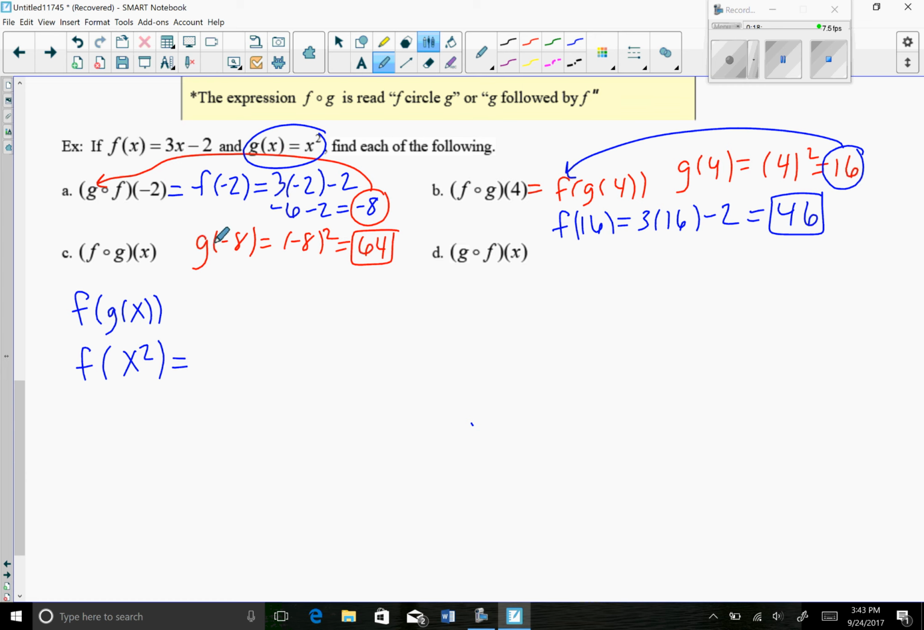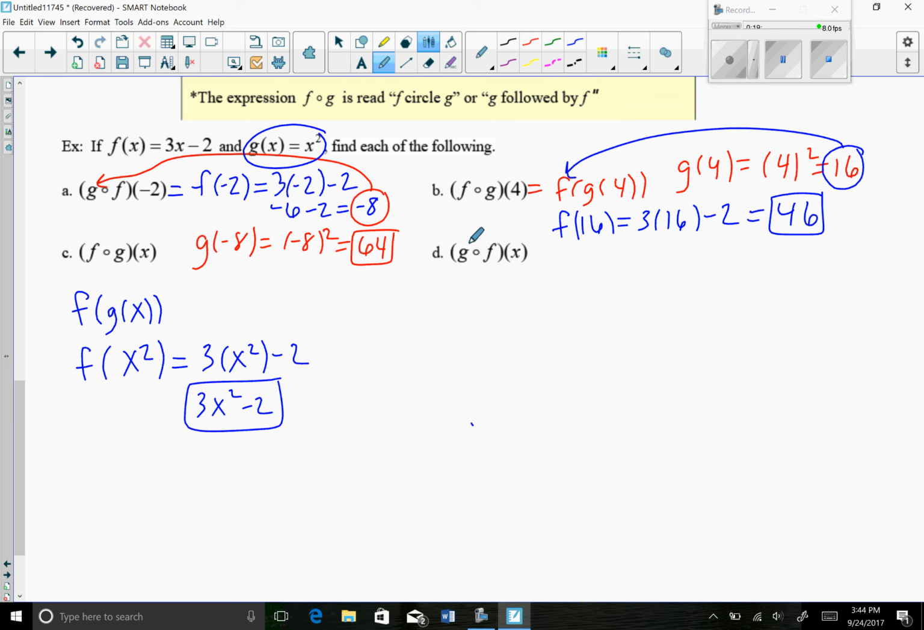And just like what you did up here, instead of plugging in numbers, we're actually plugging in a function. That's called a composite function. So we're plugging one function into another, we're composing them together. So that means we would have 3 times, and we're plugging in x squared for x into the f of x function, minus 2. So all I have to do here is distribute. So 3x squared minus 2 would be my new function.